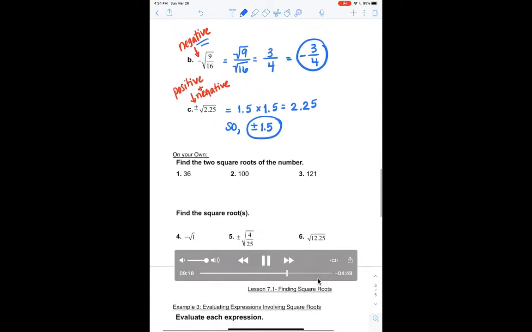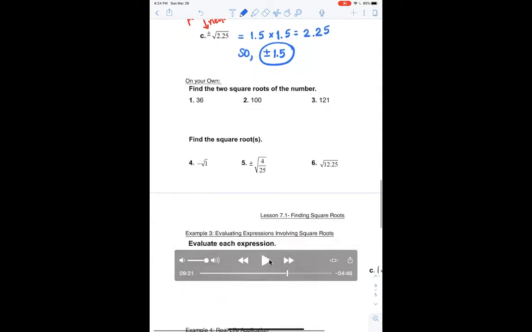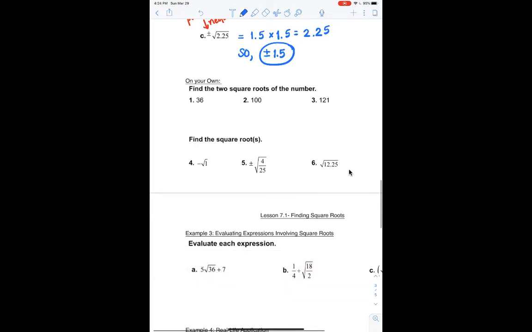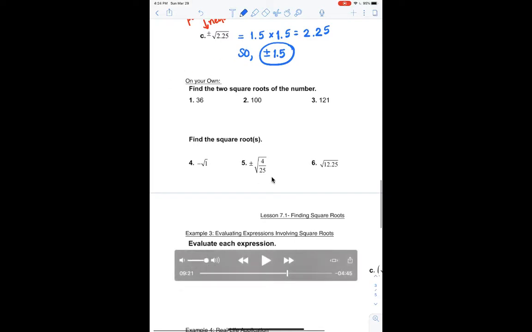All right, let's take a look down here. Here are some few extra practice problems, okay? If you want to try them on your own, and then I could go over those in tomorrow's call with you guys if you would like.